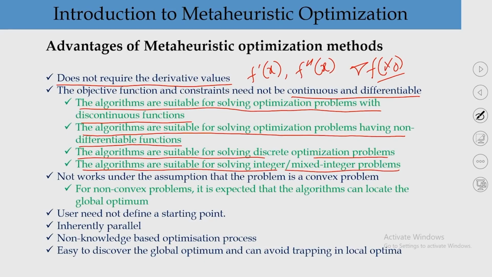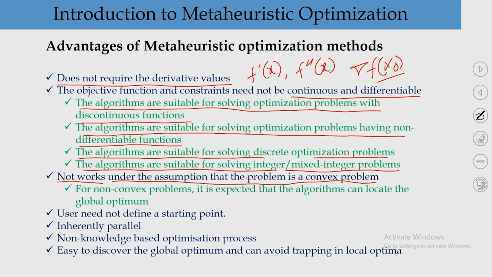Okay. So, another advantage is that it does not work under the assumption that the problem is a convex problem. So, I can apply this algorithm to non-convex functions. Rather, I will say that if your problem is a non-convex problem. I also discussed this earlier, how to select an algorithm. Now you have different algorithms. You have classical algorithms, and you have metaheuristic optimization methods. Now, for your problem, which one will you select?